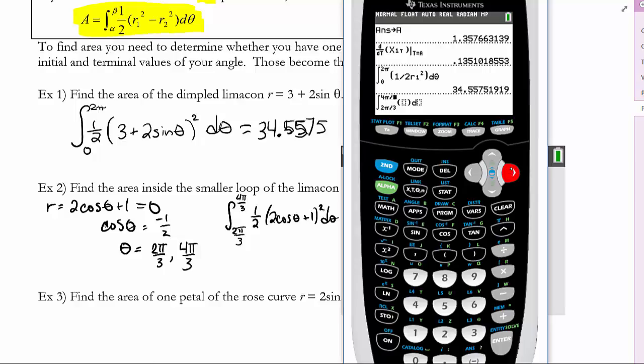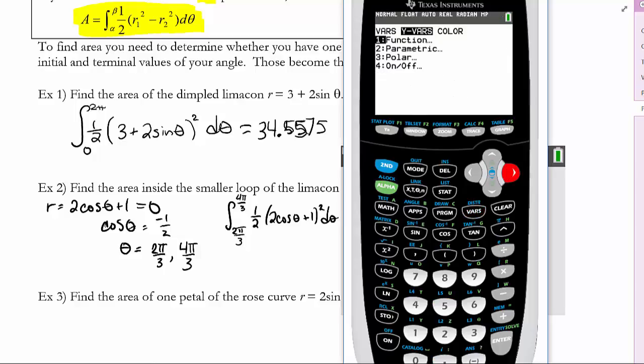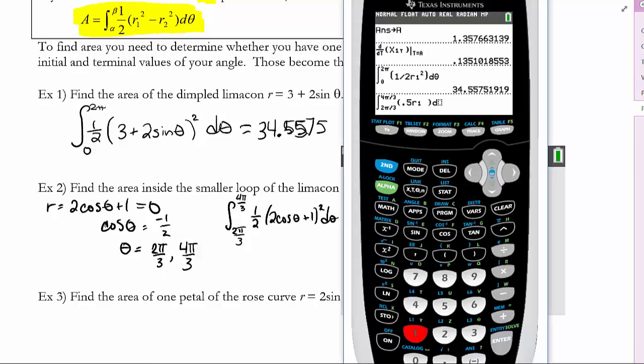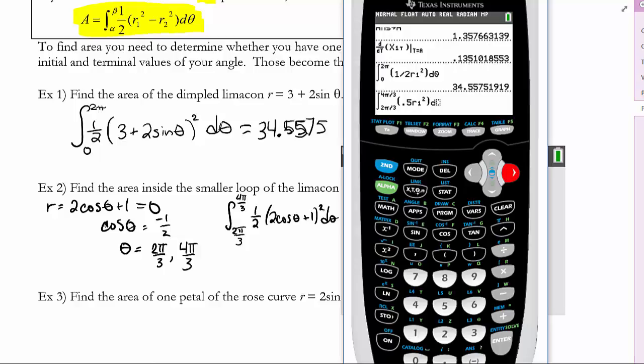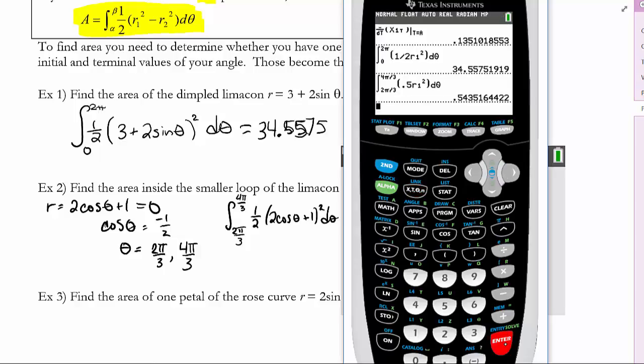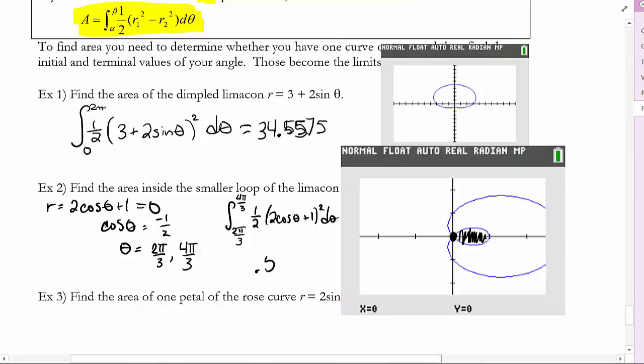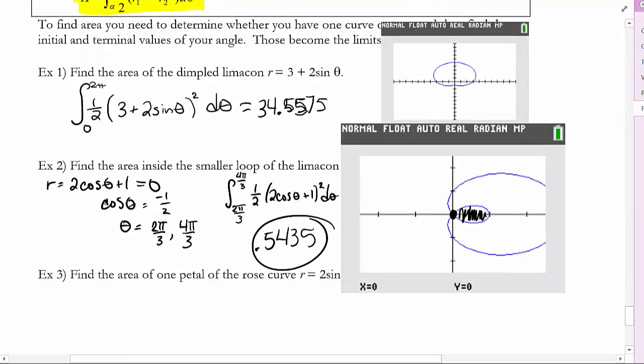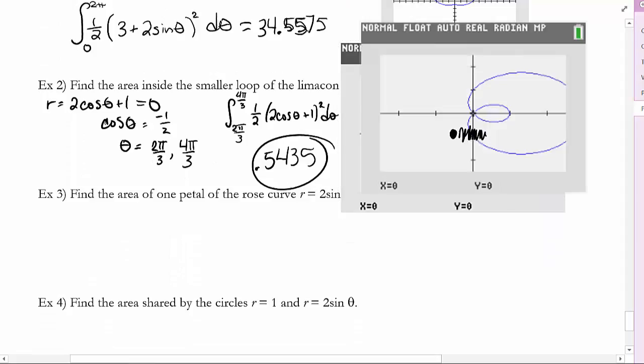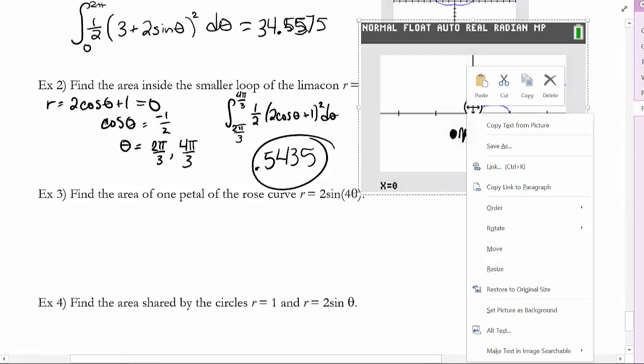Come on. There we go. Wow. 0.5 r squared d theta. Whew. 0.5435. Okay. Not a big deal so far. So let me shift this up a little bit so I can see the next one.